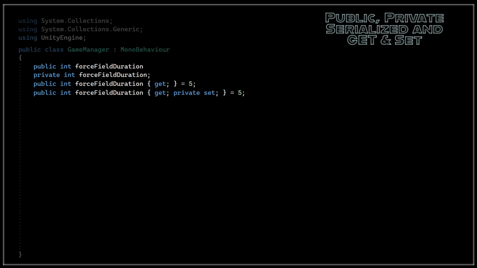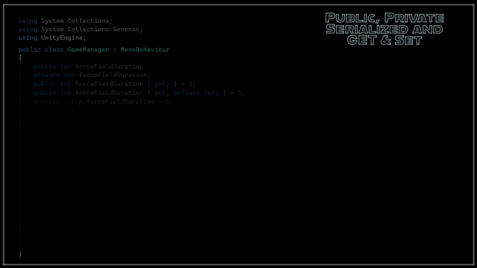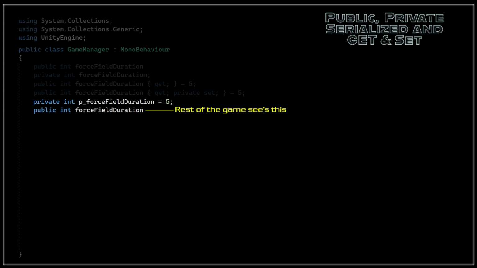I always prefix my protected variables with a p and an underscore. It's just basically short for protected. So private p underscore force field duration. Then I would make a public variable for all to see. This variable isn't really holding the value, it's just the one we're going to use for validation. Kind of think of it as a middleman. So public int force field duration. And then underneath that particular variable, we are going to put our gets and sets.